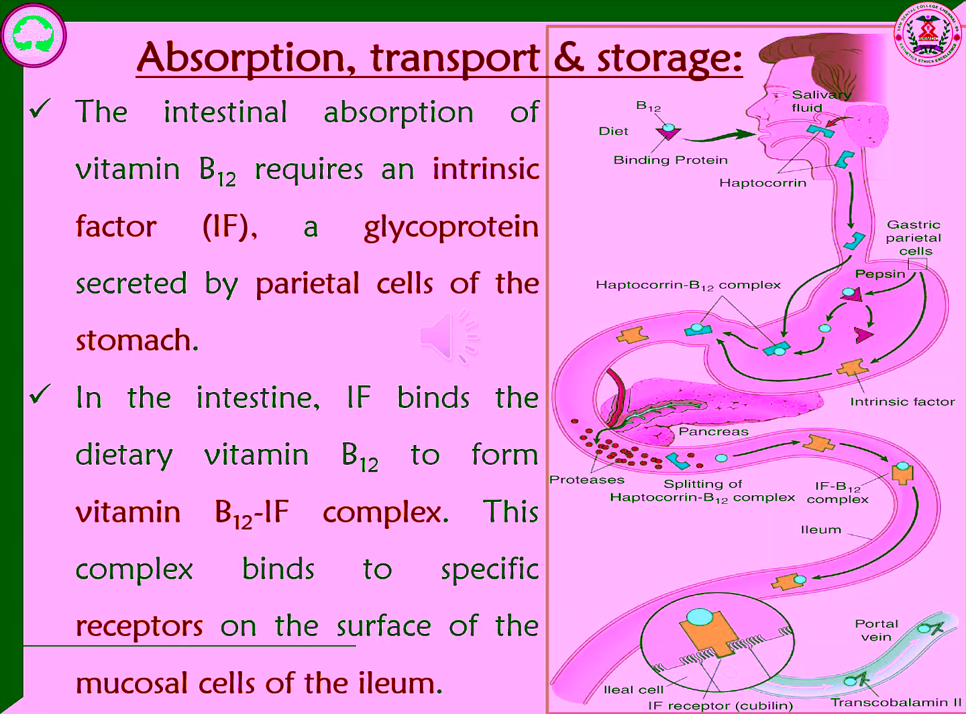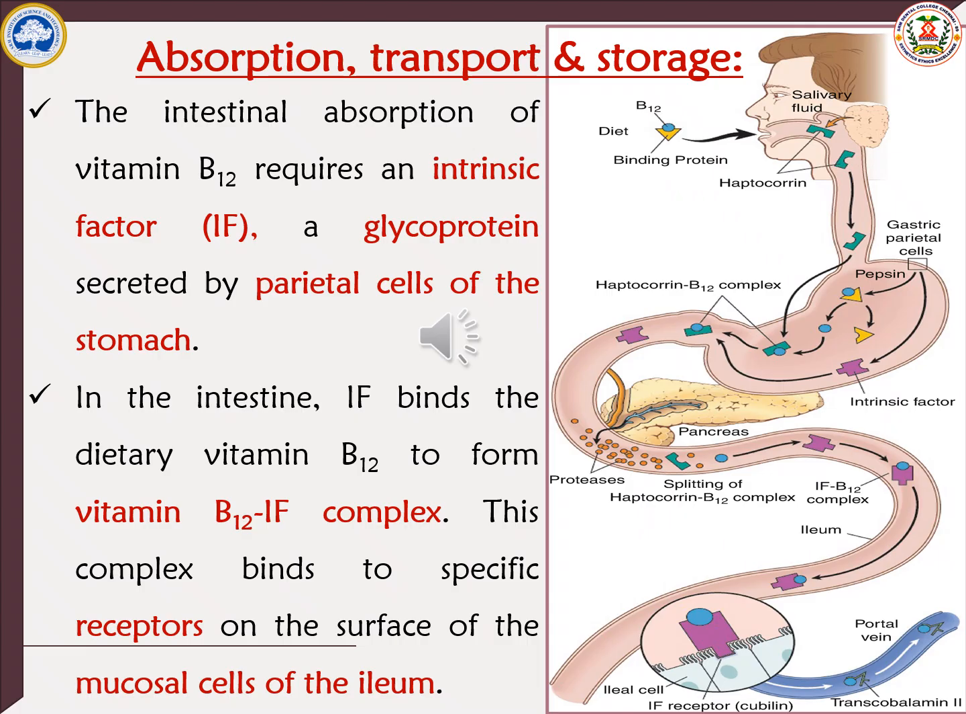From the mouth, the B12 binding protein and haptocorrin enter the stomach, where the gastric parietal cells secrete pepsin and intrinsic factor. Pepsin in turn acts on the binding protein and cleaves the B12 from the binding protein. This is taken up by haptocorrin. The resulting product is the haptocorrin B12 complex.